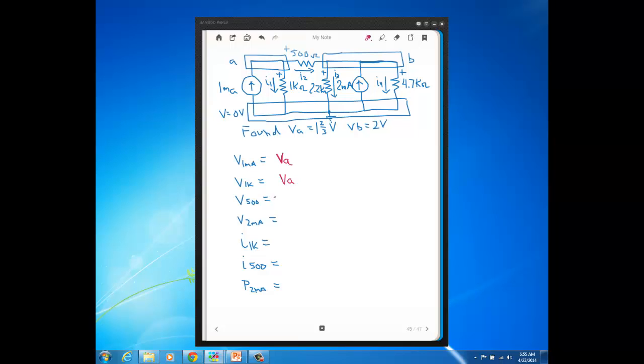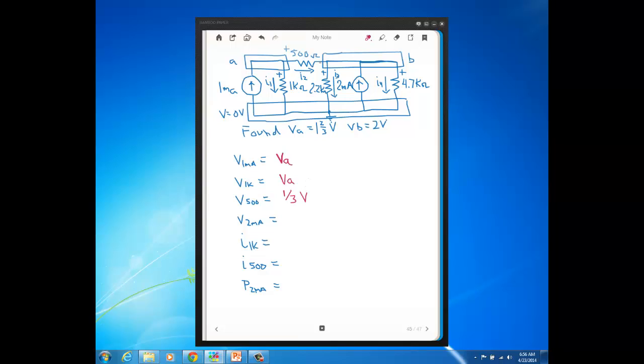Okay, so now the voltage across the 500 ohm. Well, the 500 ohm is connected between nodes A and B. So the voltage across an element, like this 500 ohm, is just going to be the difference of those two voltages at each end. So you see the voltage across that 500 ohm is going to be 1/3 of a volt. It's just going to be the difference between 2 volts and 1 2/3 volts.